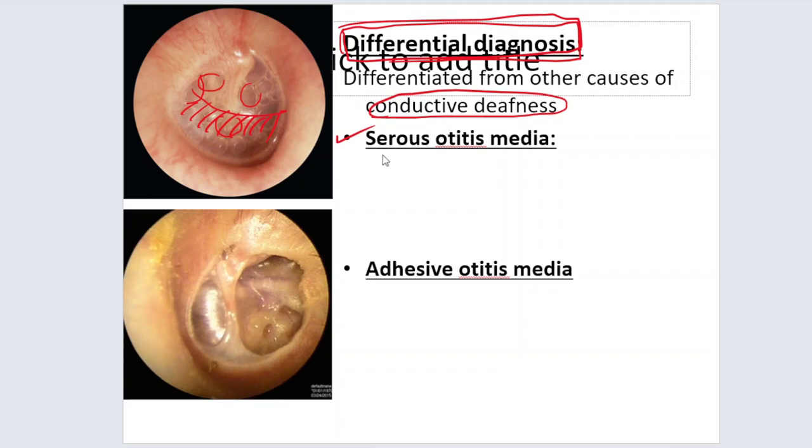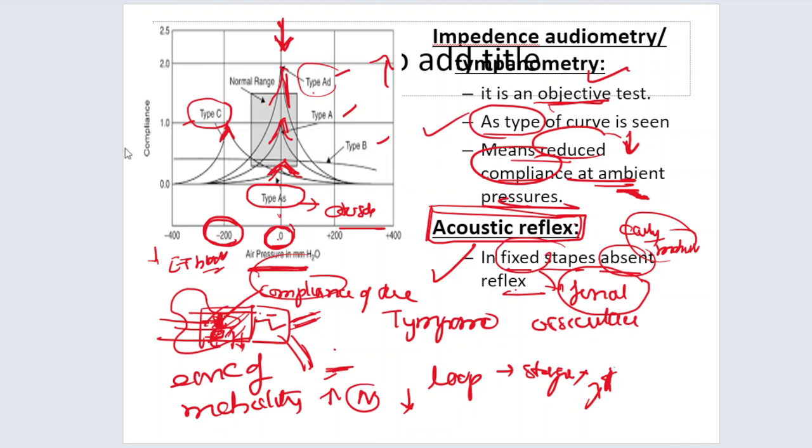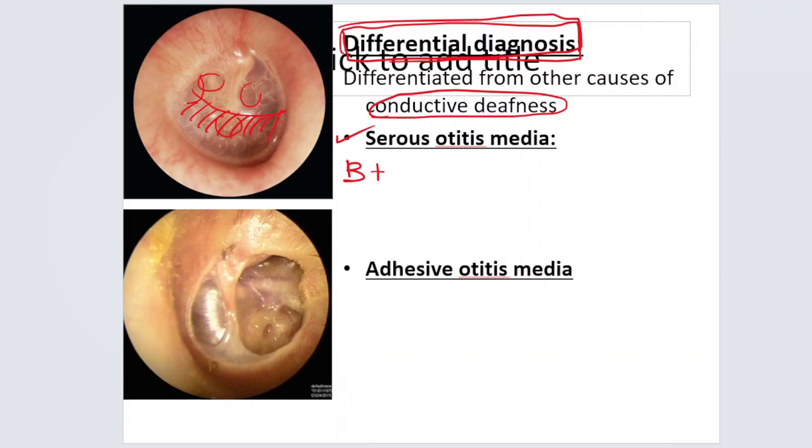In the audiogram, a type B tympanogram will be seen, as we have just gone through. Type B is a flat type of curve. Also sometimes the tympanic membrane appears bluish in color. Because there are so many features in the tympanic membrane, you can differentiate it from serous otitis media.